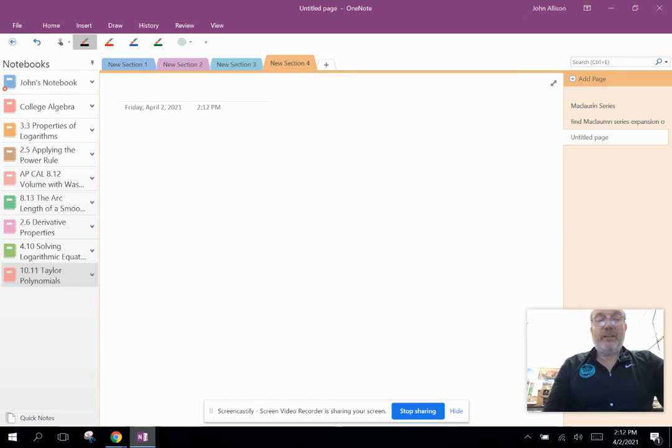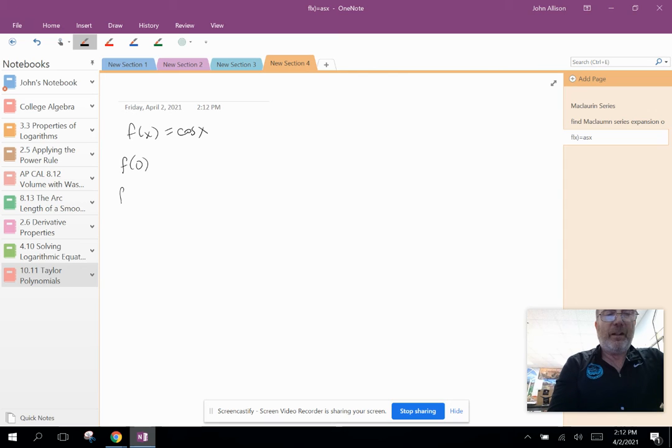Now let's go ahead and do cosine x. Let's take a look at this. If we have f of x equals cosine x and we want to find the series expansion, we need to find f of 0. We need to find f prime of 0, the Maclaurin series expansion, right? F double prime of 0. Let's go ahead and do f triple prime of 0. We can find as many as we want, but we want to establish a pattern.